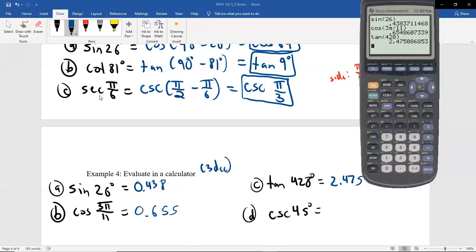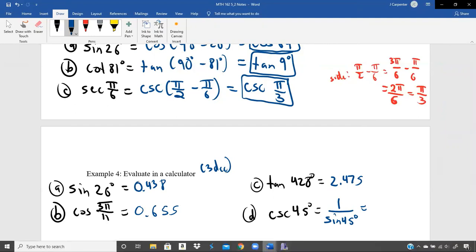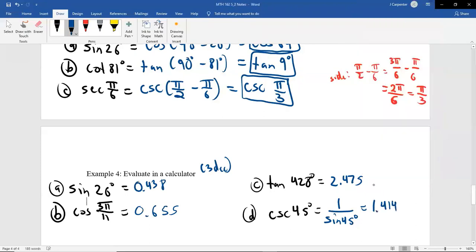Same issue we had up here with trying to do a cosecant of pi over 3 in a calculator. There's no button for it. So we need to change this first. So cosecant of 45 would be the same as 1 over sine of 45 degrees. Okay, so then we can type that into the calculator. We're still in degrees. 1 divided by sine of 45. Close the parentheses. And we get 1.414. And there we go.